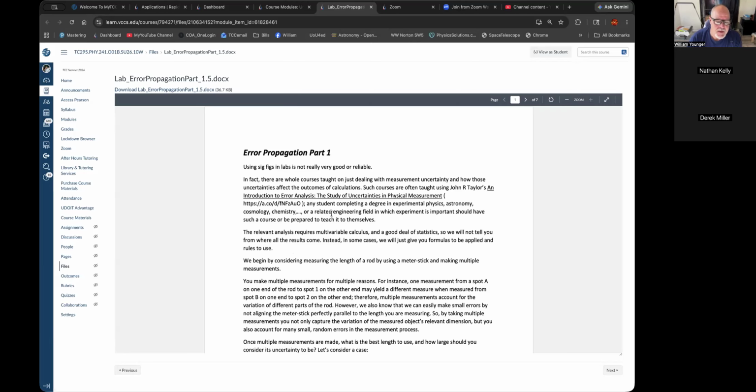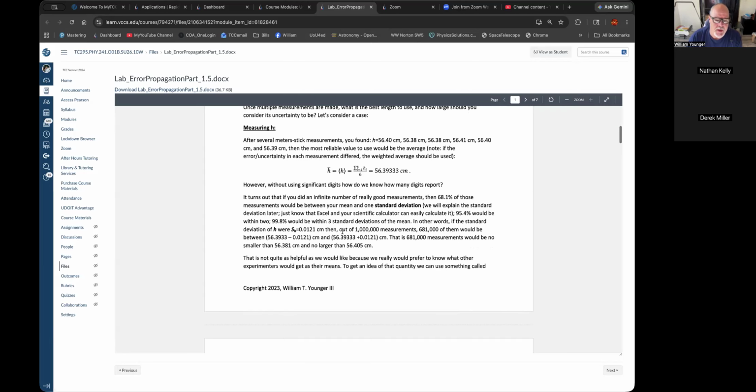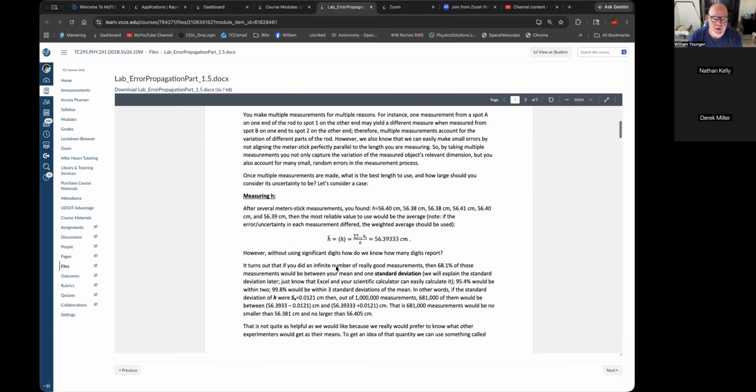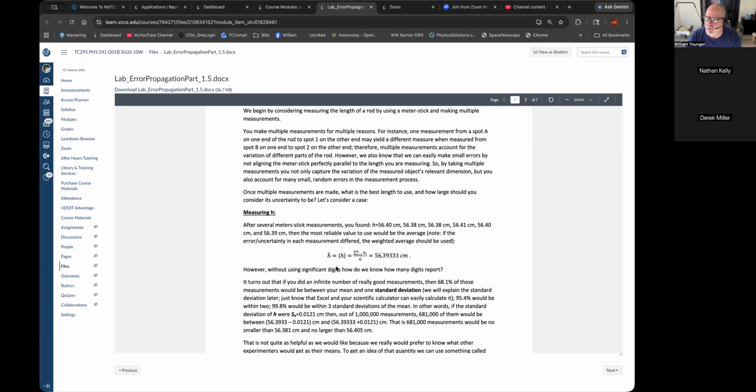Okay. All right, so this tells you about all that. It sort of walks you through a typical experiment, like measuring h, the height of something. You can see here, I said, after several meter stick measurements, you found h equals 56.40 centimeters, 56.38 centimeters, 56.38 centimeters, 56.41 centimeters, 56.40 centimeters, and 56.39 centimeters. Then the most reliable value to use would be the average.